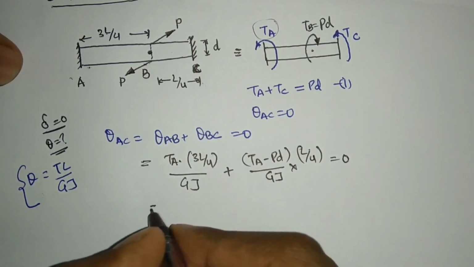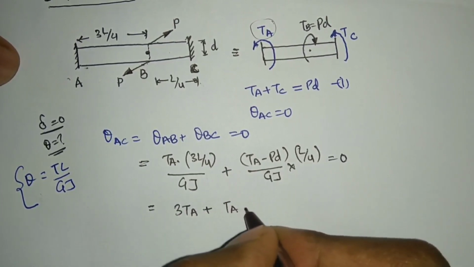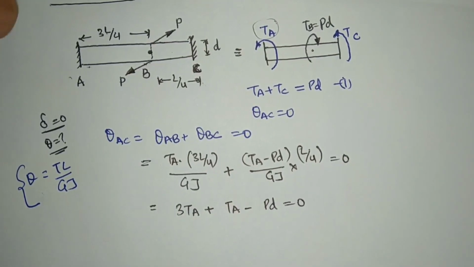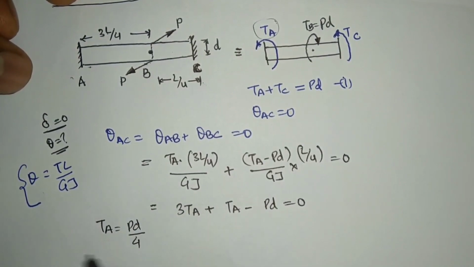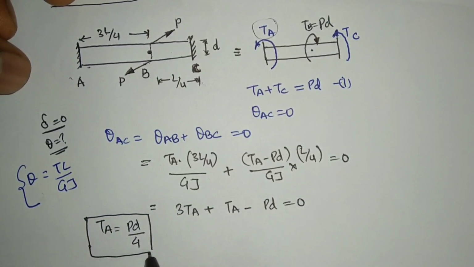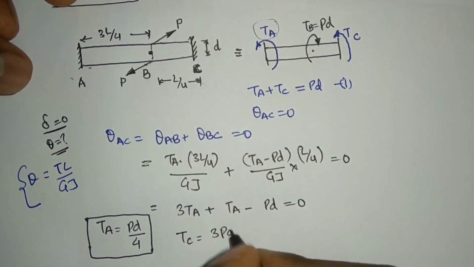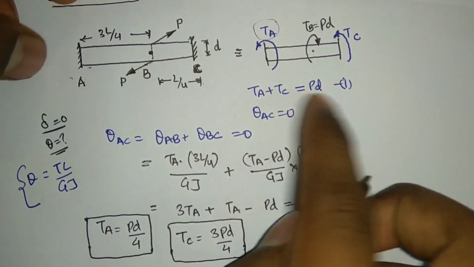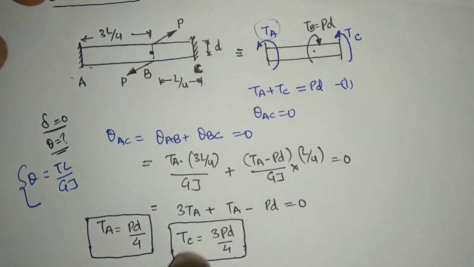So what I get here is 3 times TA plus TA minus PD is equal to 0. If I solve this equation, it gives me TA equal to PD divided by 4. That is the value of TA. If this is TA, what will be the value of TC? TC will be 3PD divided by 4, because the summation is PD. So from these equations I get TA equal to PD by 4 and TC equal to 3PD by 4.